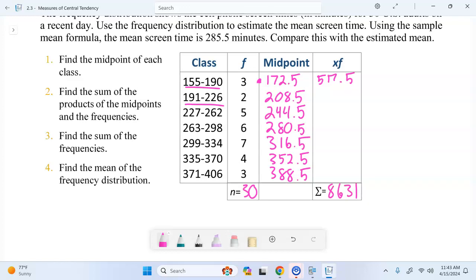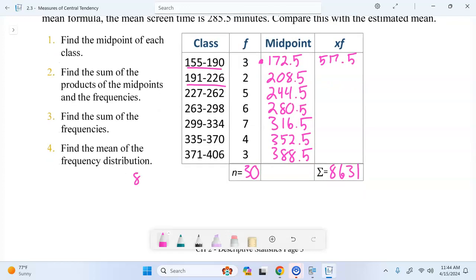So we multiply frequencies by our midpoints, we add them up, we get our total number of points, and then we want to divide that by our sample size. 8,860, 31 divided by 30. What is our approximate mean? 287. That is our approximate mean.